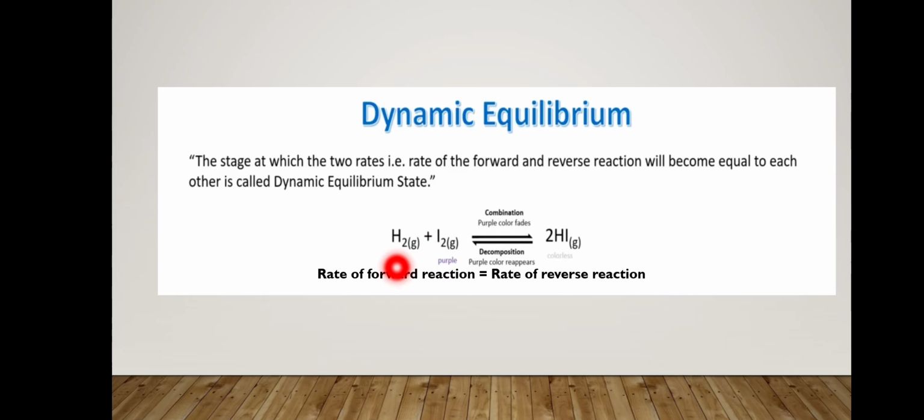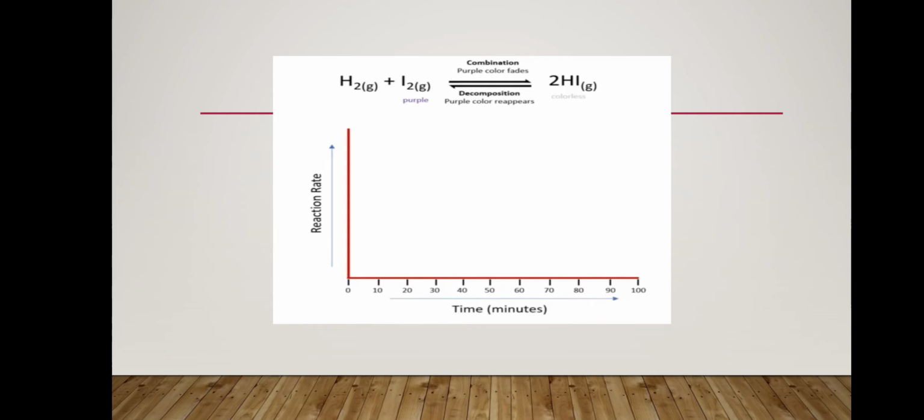For example, H2 plus I2 is converted into 2HI. 2HI is converted into H2 and I2. They establish an equilibrium state. 50% reactants and 50% products are formed. Rate of forward reaction is equal to the rate of reverse reaction. In a reversible reaction, dynamic equilibrium is established before the completion of the reaction.